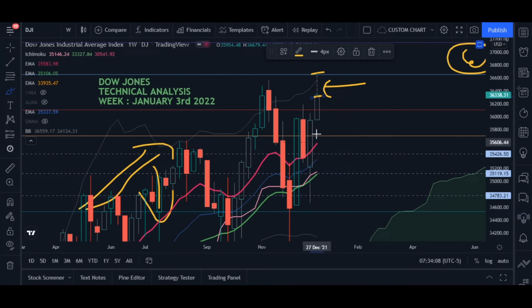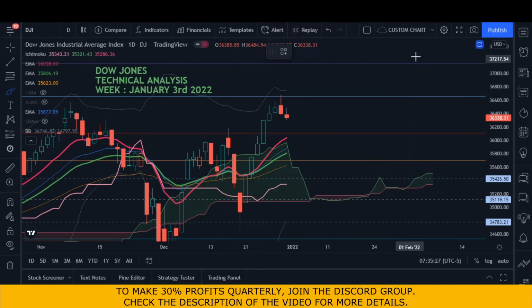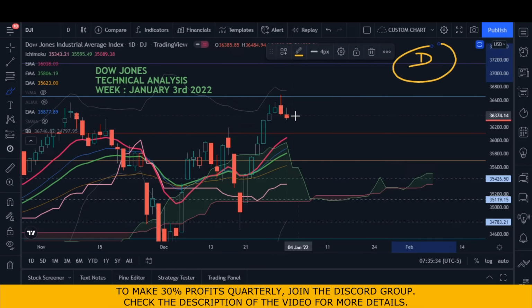Now we will move on to the daily chart to see what is most likely to happen and how exactly it is going to happen, as we always do. So let's move on to the daily chart. We are here on the daily chart. Daily chart means one candle represents one day, not a week, not a month, not an hour, but one day. So we are here on the technical analysis, and this is the daily chart.